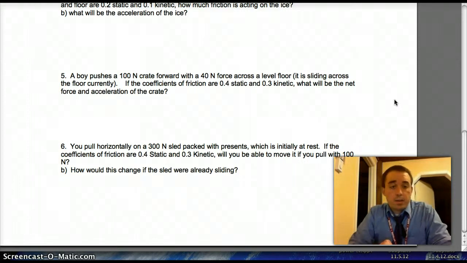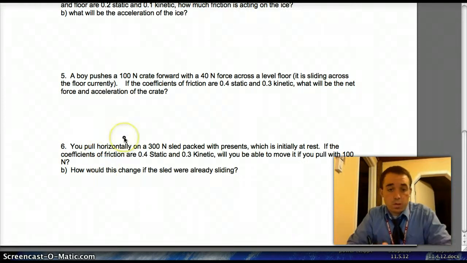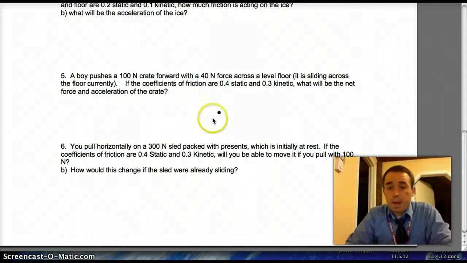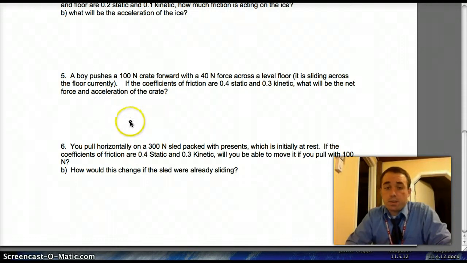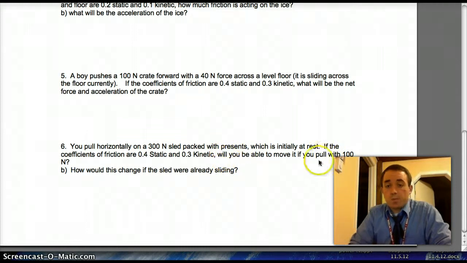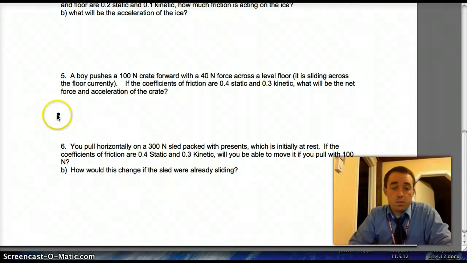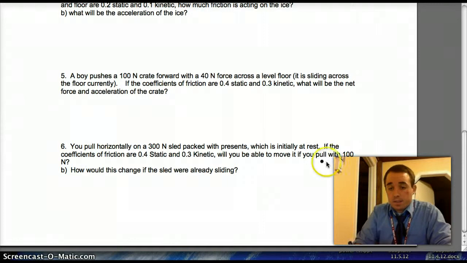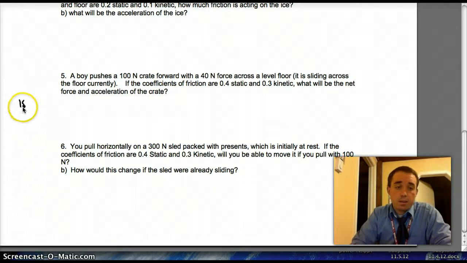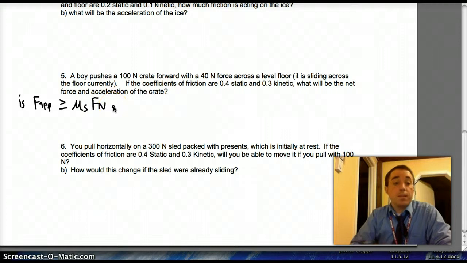Alright, last question, question 6. You pull horizontally on a 300 Newton sled packed with presents, which is initially at rest. Coefficients are 0.4 and 0.3. Will you be able to move it if you pull with 100 newtons? So to do that, we're comparing and asking the true question, is our applied force greater than mu static times the normal force? If it is, then we are able to pull the sled from rest.